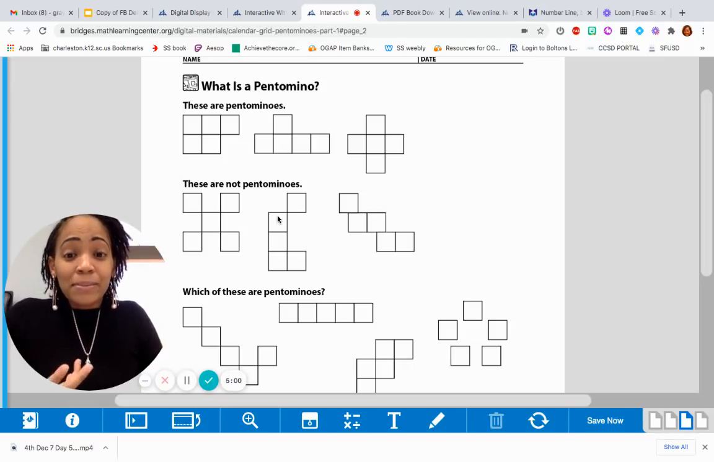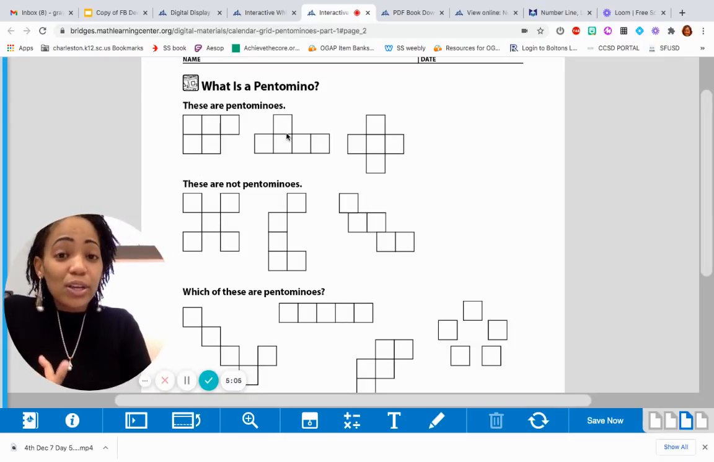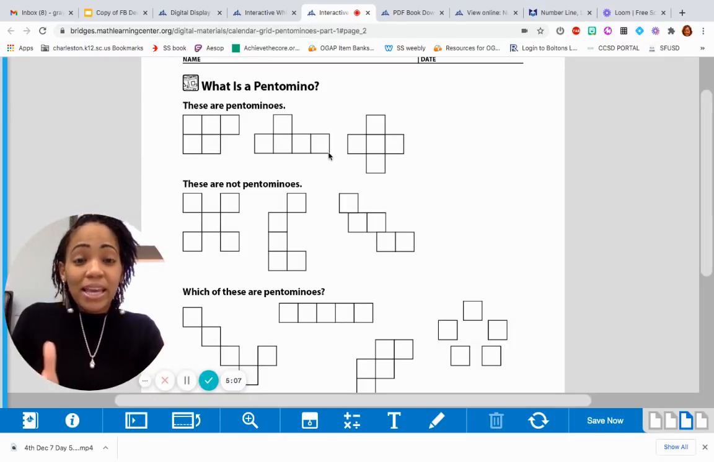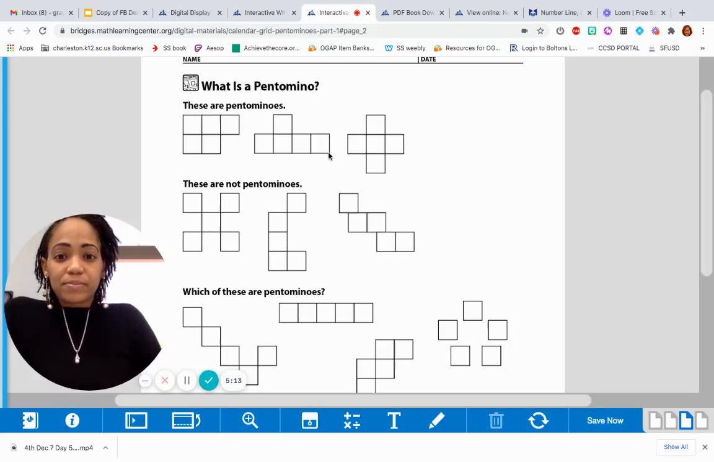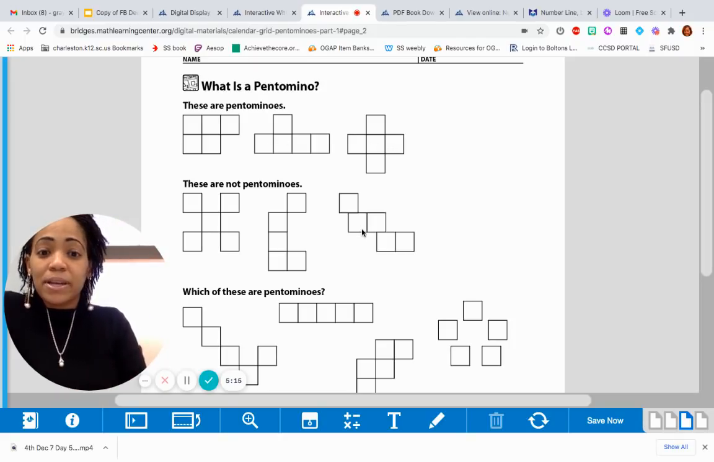Yeah, that's where the 5 comes in. They all have an area of 5 square units. So that's the pent, 5 square units. They have to have 5 square units to be a pentomino. What else do we know just by looking at these shapes compared to these shapes?